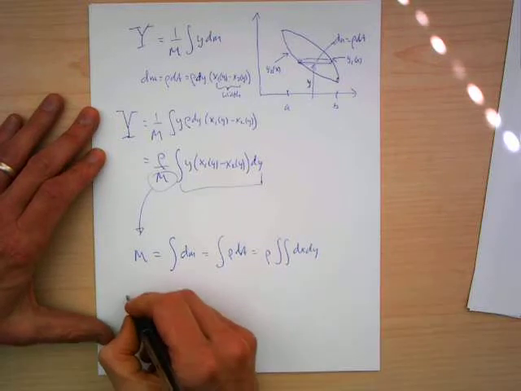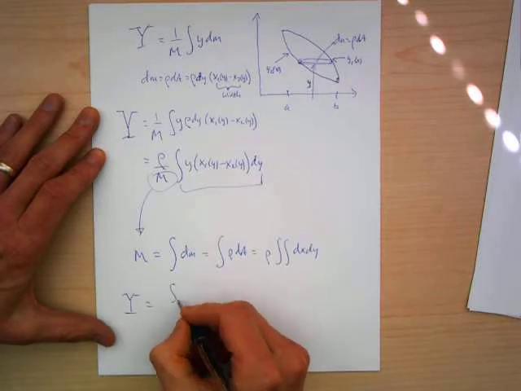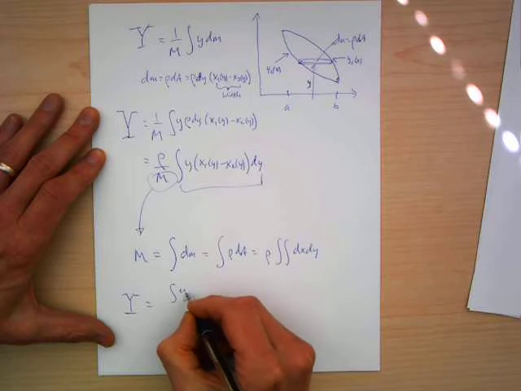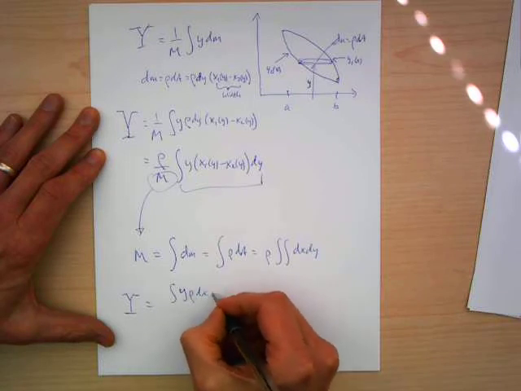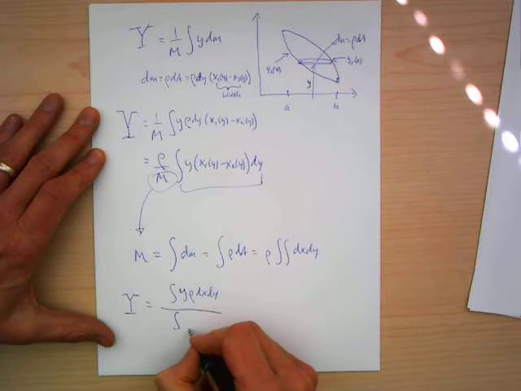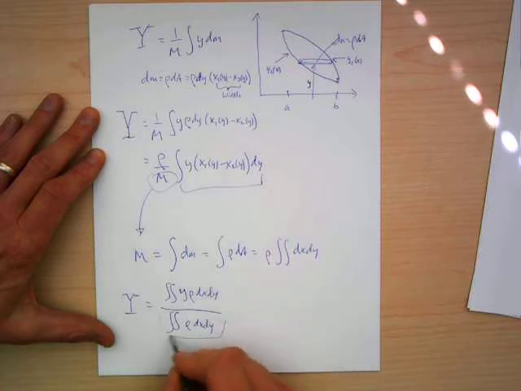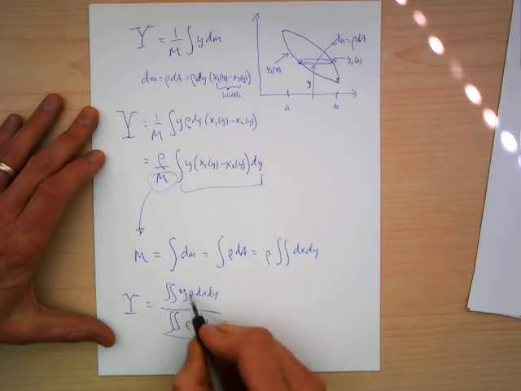In fact, sometimes you'll see a definition of the center of mass that looks something like this: the double integral of y rho dx dy over the double integral of rho dx dy. So this is the mass total, and this is your moment integral there.